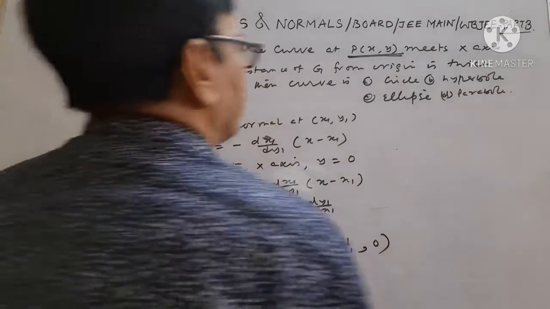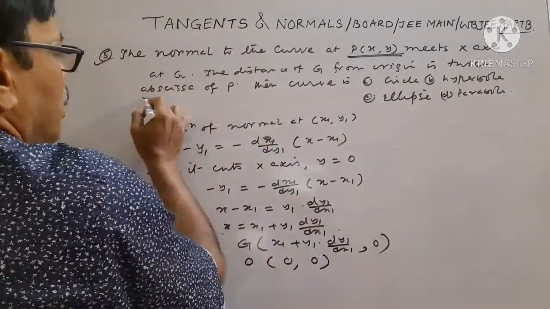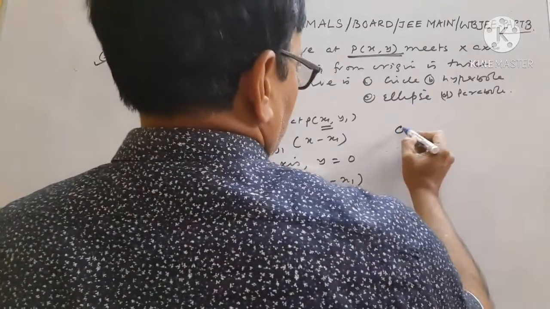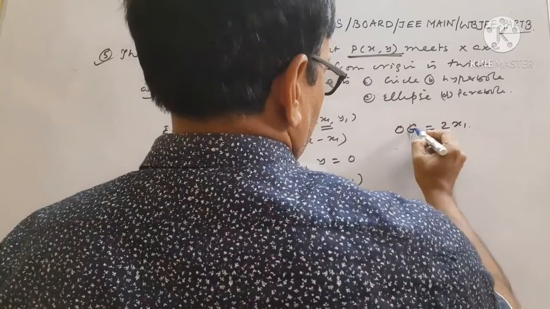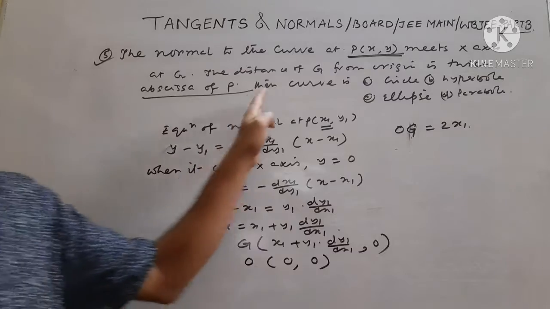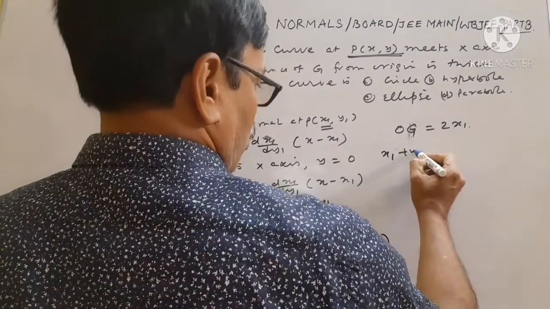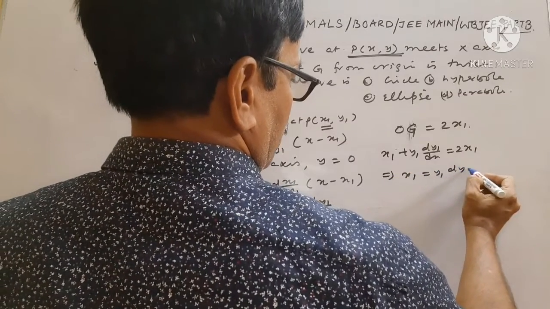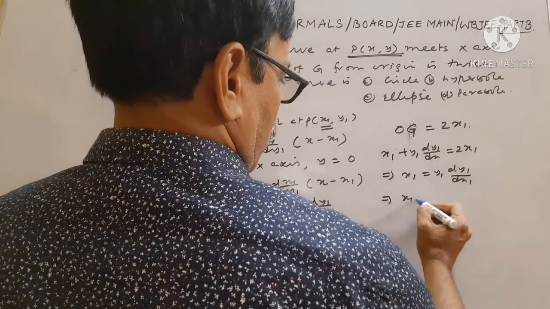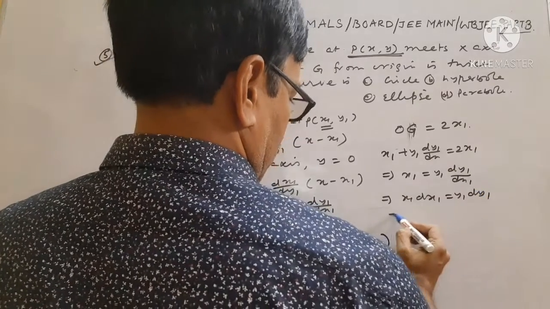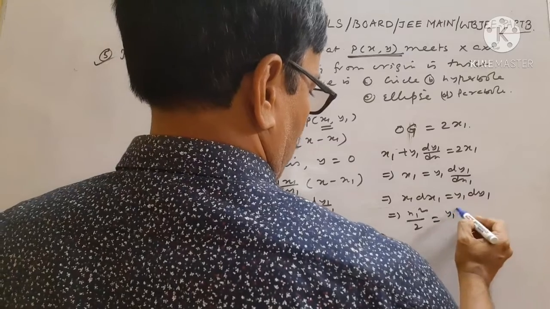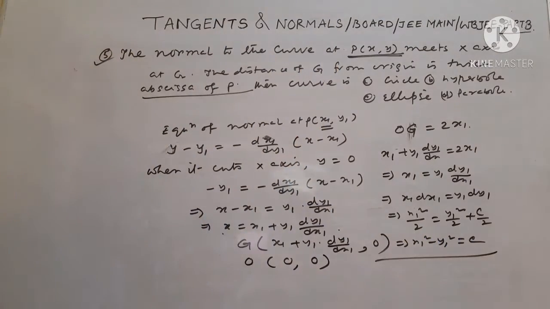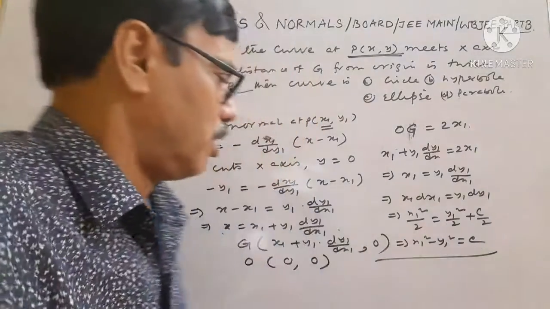Now look at the second part. The distance of G from the origin is twice the abscissa of P. The abscissa of P is x1. So OG equals 2x1. So x1 plus y1 into dy1 by dx1 equals 2x1. So x1 equals y1 into dy1 by dx1. So x1 dx1 equals y1 dy1. Integrating, x1 square by 2 equals y1 square by 2 plus c by 2. So x1 square minus y1 square equals c. No more conditions are given, so it is the constant c.